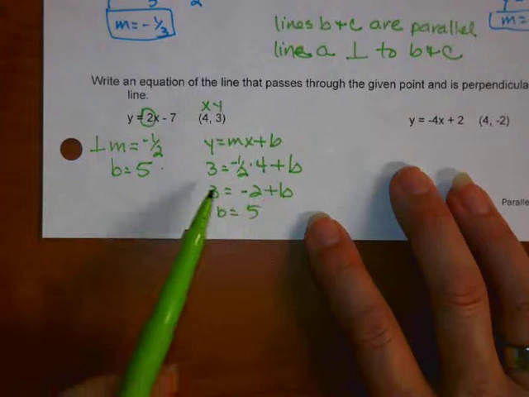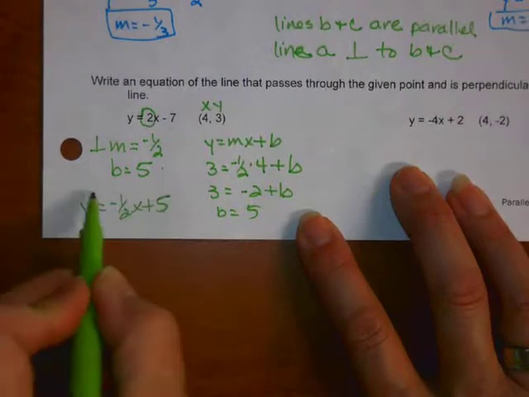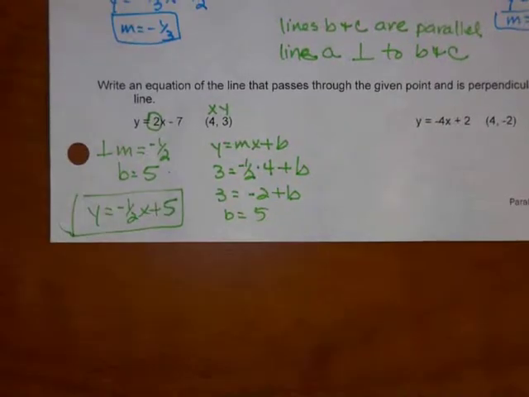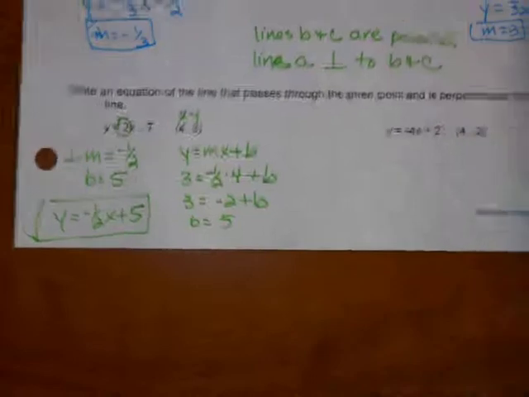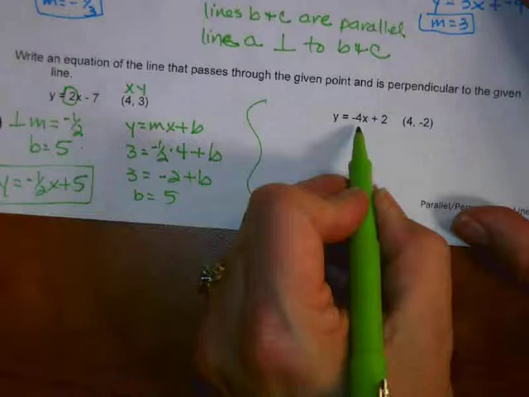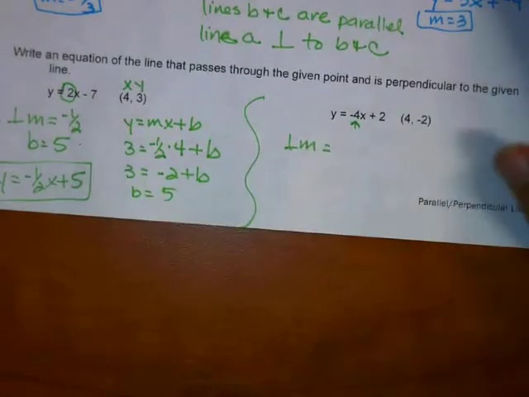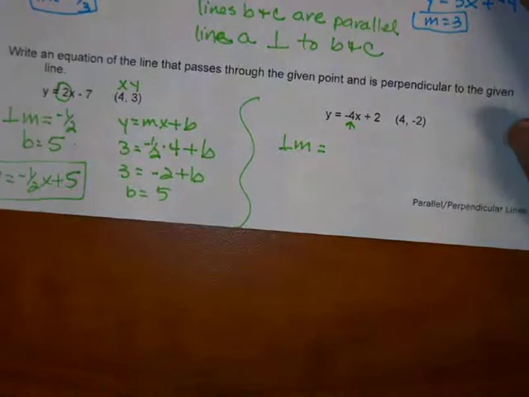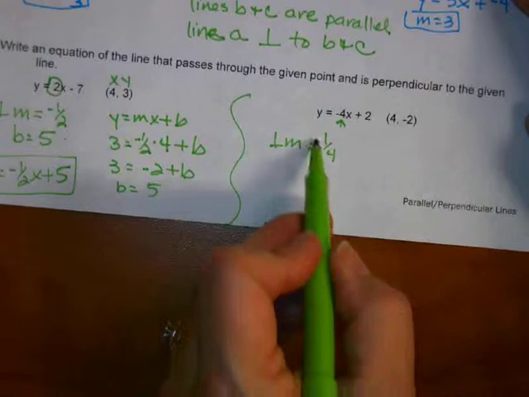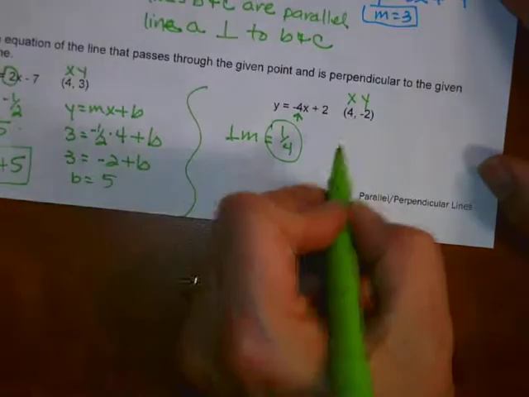Are you with me? Okay. y equals negative 1/2 x plus 5. Could you use point slope form? Absolutely. And we're going to do that right here. Either form. So my original slope is negative 1/4. What's my perpendicular slope equal to? It's 4. And so I'm going to use this, and I'm going to use my point, and I'm just going to plug it into point slope form.